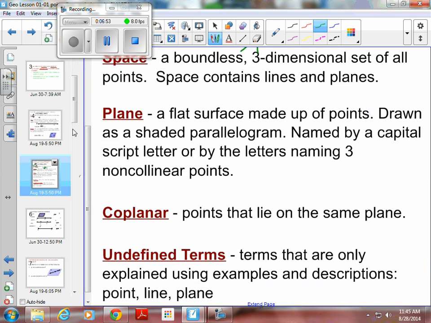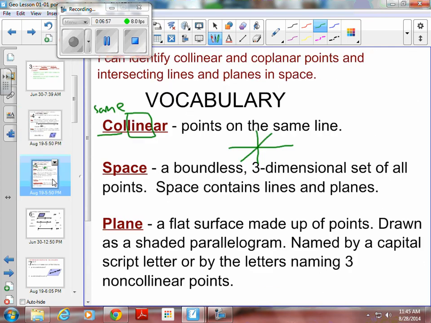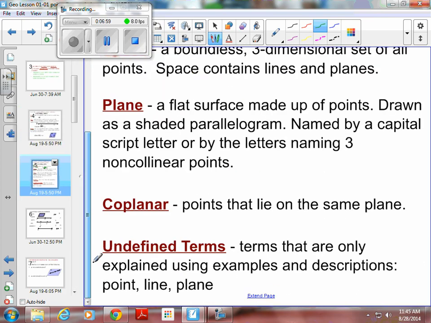Plane. A plane is a flat surface made up of points. I think I've covered everything in plane. You can read that if you want, but I covered that.